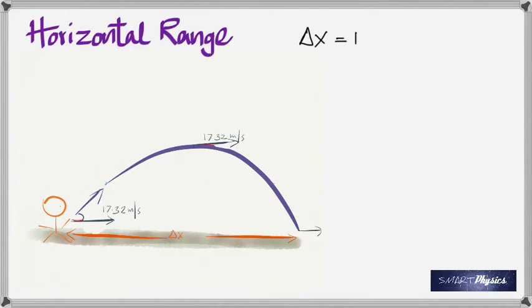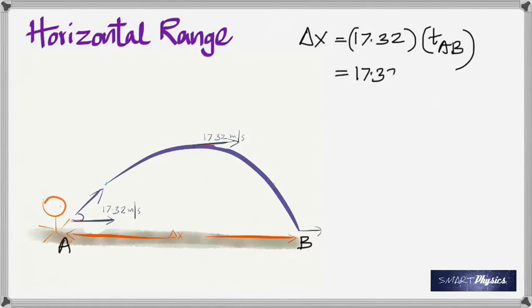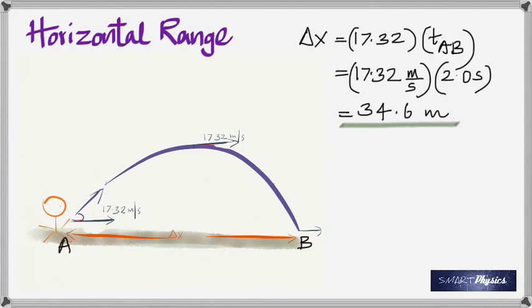And now since it's a constant, and we already know the time that it takes to go from A to B, to find delta x, all we got to do is multiply 17.32 with TAB, which in our case was 2 seconds. Therefore, the horizontal range is 17.32 multiplied by 2, which comes out to be 34.6 meter. And this is how you calculate the horizontal range.